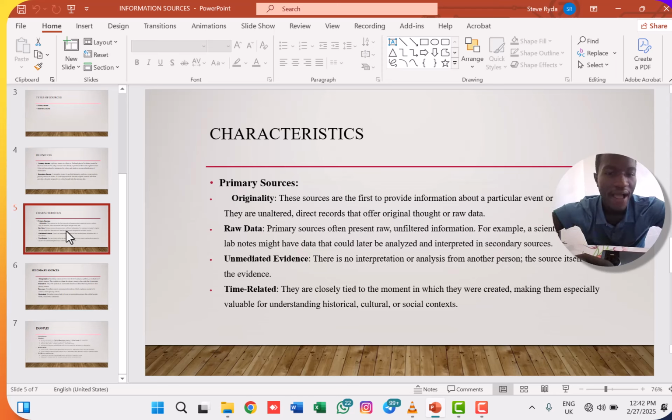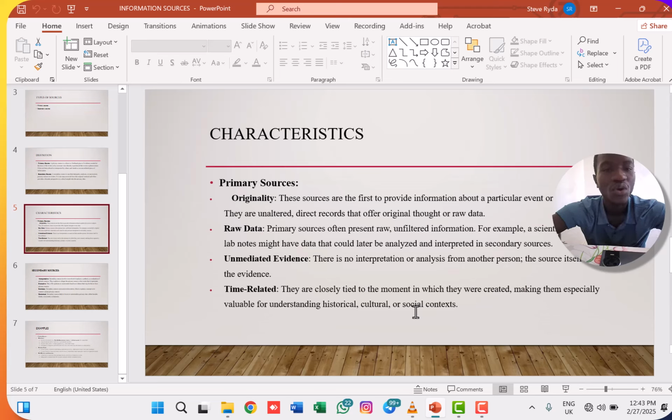We have unmediated evidence for primary source. There is no interpretation or analysis from another person. The source itself is the evidence. You are at the scene, you're collecting information from the scene, so that's a primary source. Time related: they are closely tied to the moment in which they were created, making them especially valuable for understanding historical, cultural, or social context. The same applies to the migration of the Bantu. It is directly connected to the time when the migration took place.